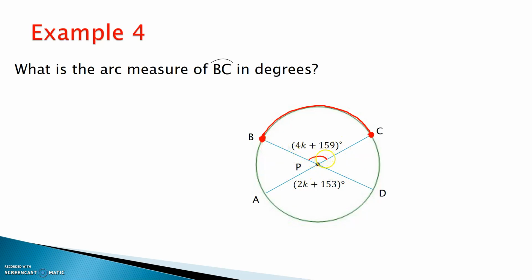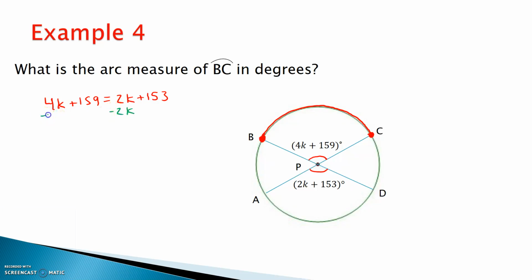Well, what do I know about this guy, and what do I know about this guy? These are going back to semester 1. They're called vertical angles, and we know vertical angles are absolutely equal to each other. So I can say 4k plus 159 is equal to 2k plus 153. All right, let's go ahead and solve this multi-step equation.